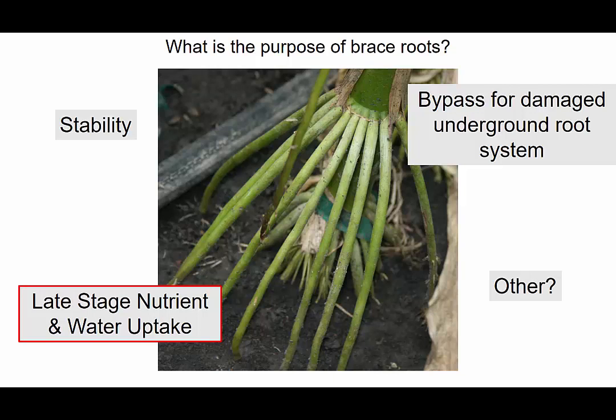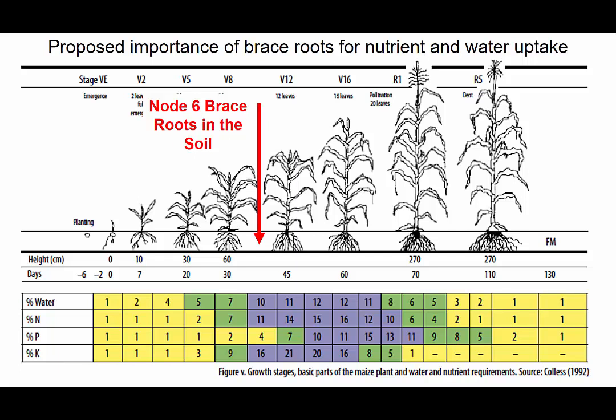The other thing I wanted to touch on is this late stage nutrient and water acquisition. So they're still roots, right? What do they do for the plant that's maybe not stability? The reason this has been proposed is because if you look here at the growth stages of maize, where their water and nutrient demands are highest occurs at the time when the node 6 brace roots have reached the soil and are continuing to be active roots.